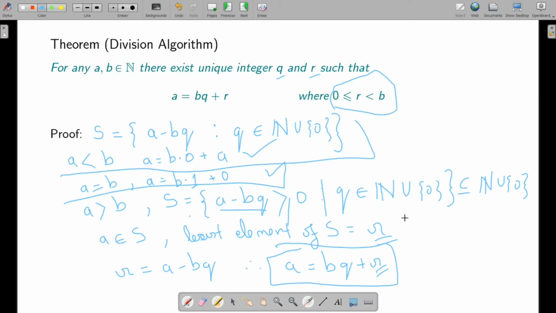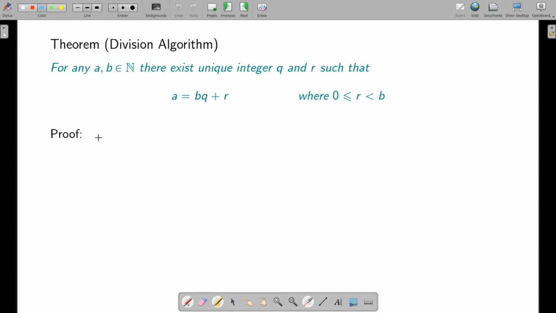So let us see what happens if R is greater than B. Can someone tell me what will happen if R is greater than B? What will be the contradiction? See, your R here is some number of the form A minus BQ. What happens if this A minus BQ, this Q is fixed now, is strictly greater than B, or greater than or equal to B also? What happens if this takes place?